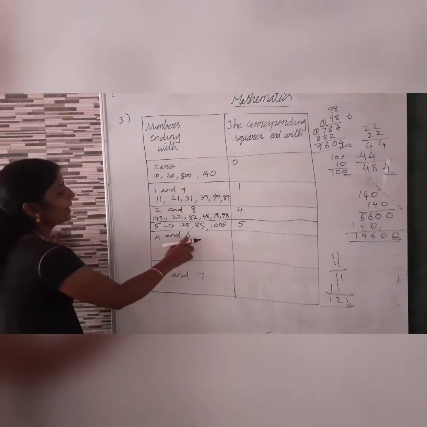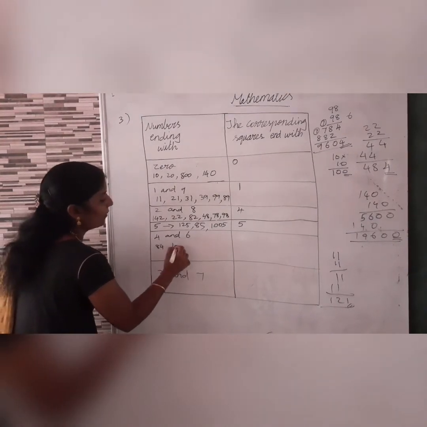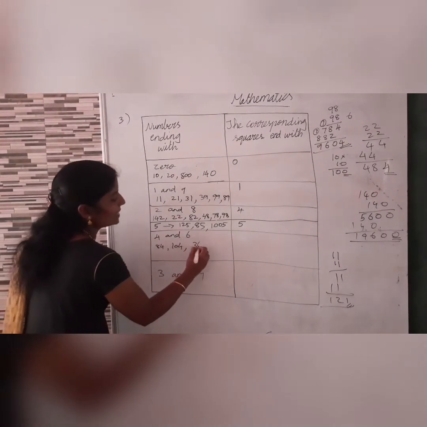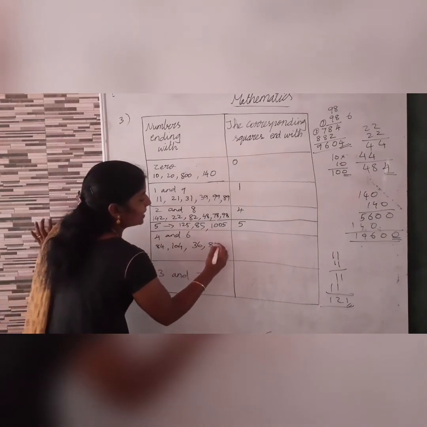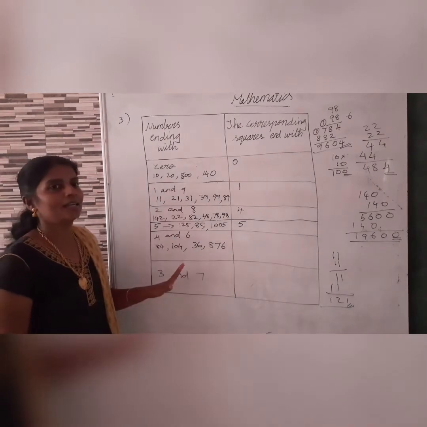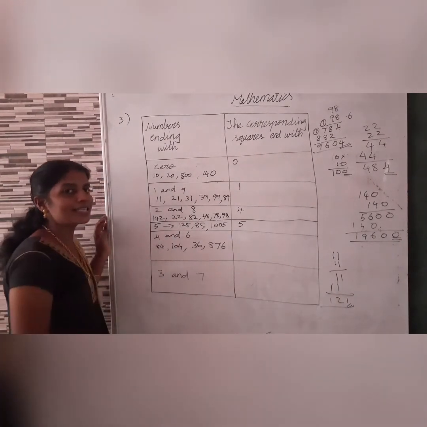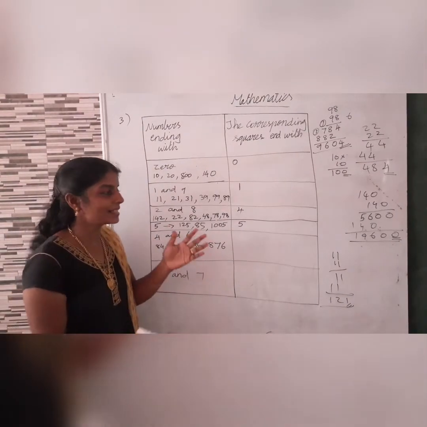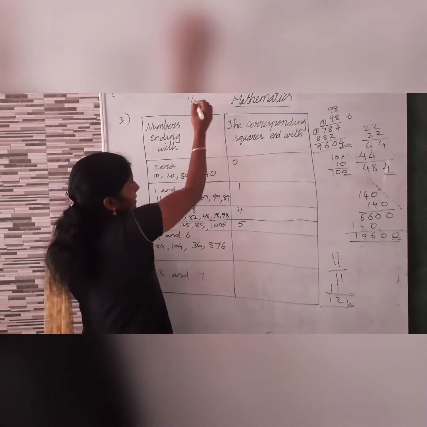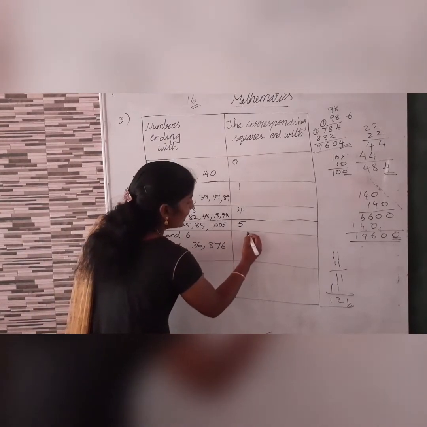Okay. Now 4 and 6. For example, 84, 104, then 6, 36, 876. How can you check? No need to multiply, easily we can find out. How? 4 fours are 16. Which is the ones digit? 6. So the corresponding squares end with 6.